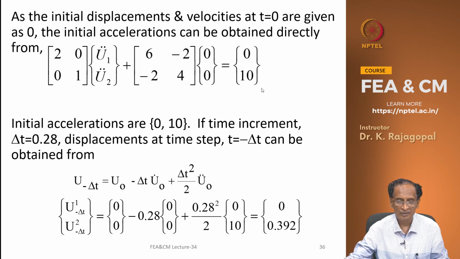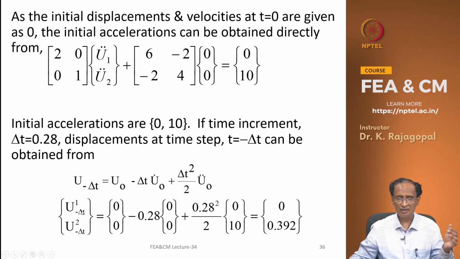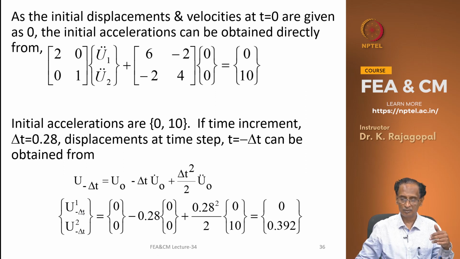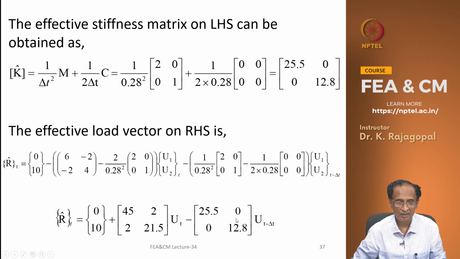And we can get the initial acceleration by putting in the initial displacements in our governing equation, and we get the U1 and U2 accelerations as 0 and 10. We use that value here, and we get the displacement at degrees of freedom 1 and 2 at the time step minus delta t, like this.